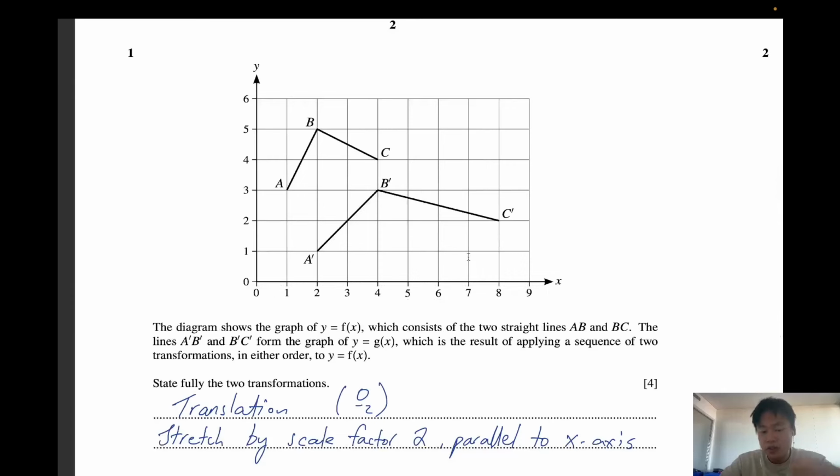The way about doing this question, you'd realize it's translation the moment you see that A, B, and C have definitely, undoubtedly changed positions. They're definitely shifted across by a certain number of spaces. You can tell it's definitely going to be translation. So you write down translation.